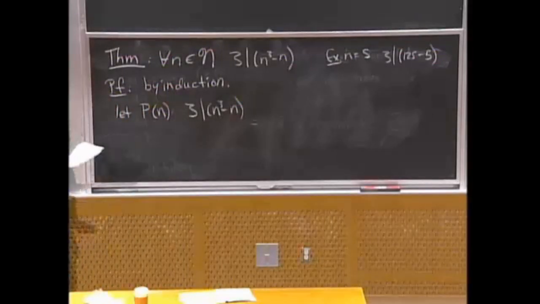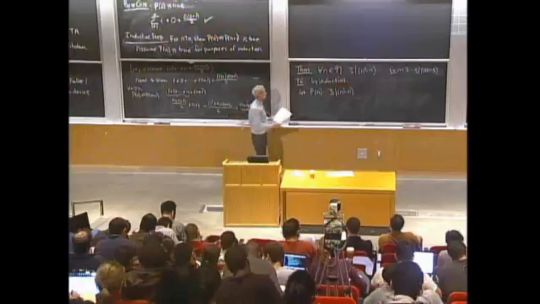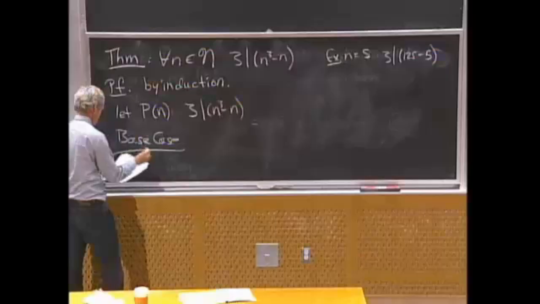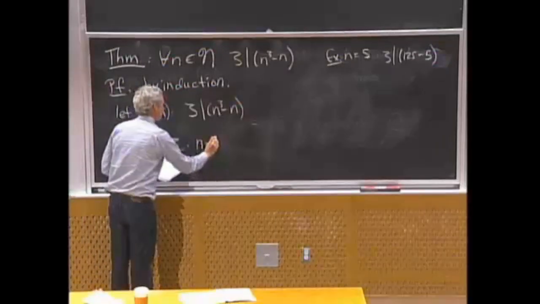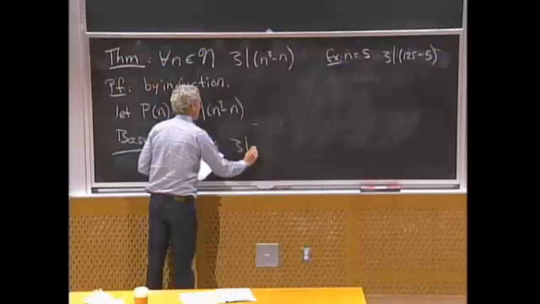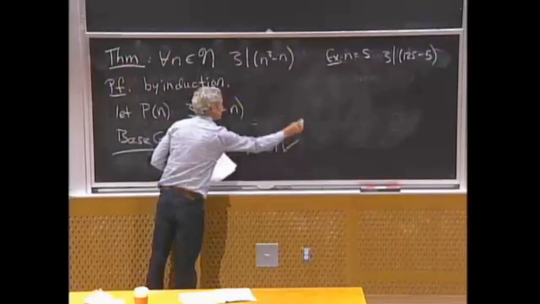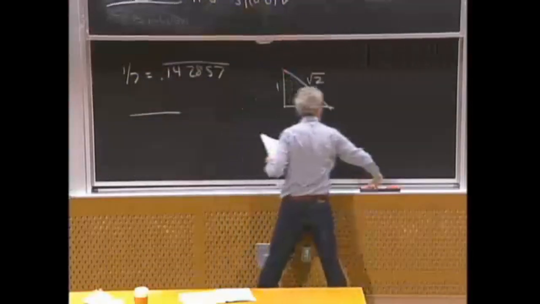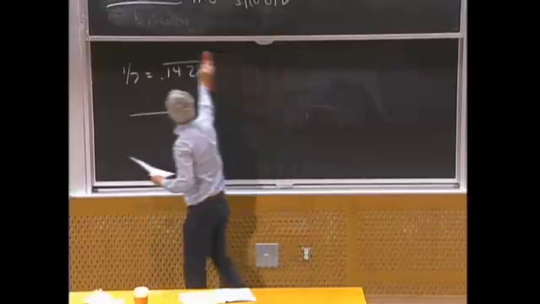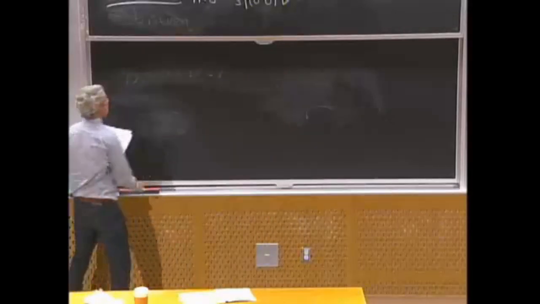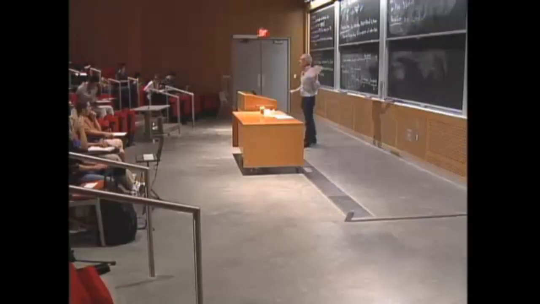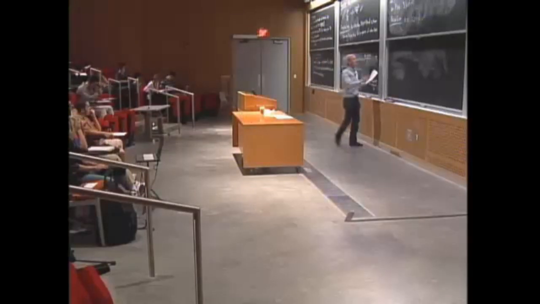What's the next thing we do in our proof? Base case. Always easy to forget, but not a good idea. Base case is n equals 0. And sure enough, 3 divides 0 minus 0. So that's done. What's the next step we do? What is it? Next step? Inductive step.